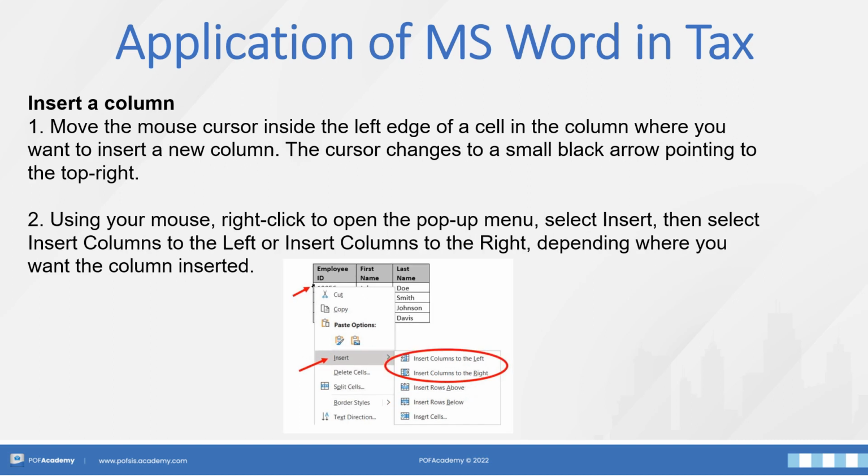Next, if you wish to insert a column, first move the mouse cursor inside the left edge of the cell in the column where you want to insert a new column. The cursor changes to a small black arrow pointing to the top right. Then the second step, using your mouse, right-click to open the pop-up menu, select Insert, then select Insert Columns to the left or Insert Columns to the right, depending where you want the column inserted.